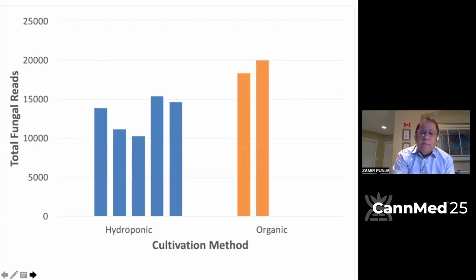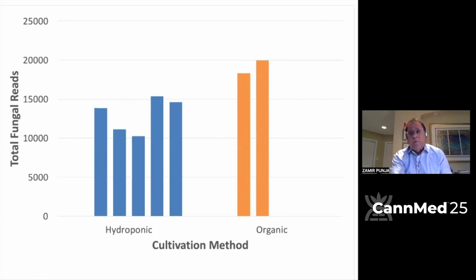We looked at the 2 cultivation methods, which were the cocoa coir, which is the hydroponic method, and the organic soil, as you see here on the right. Very limited number of samples of the organic soil, but overall, you do see a trend that in the organic production, there are, in general, more fungal and yeast reads or species present compared to the hydroponic. And this is not unexpected.